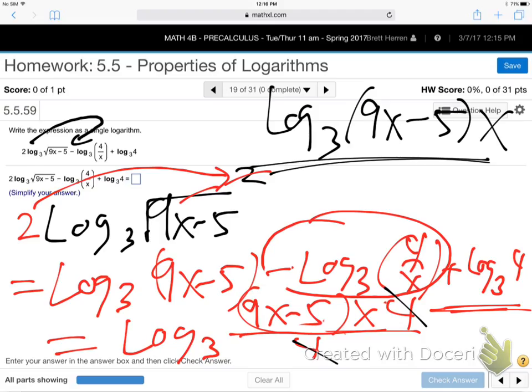Question? Does it matter if we distribute it? Yeah, it doesn't matter. If you want to distribute it, feel free. If you want to leave it, feel free. I believe MathXL will take it either way. I will certainly take it either way on a test. We followed their instruction. What was their instruction? Make it a single log. It's now a single log, distributed or not. Out of the woods.